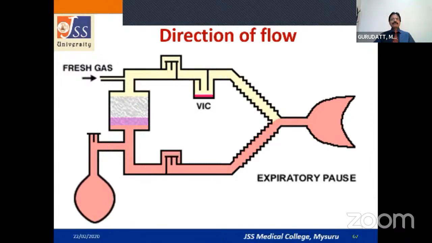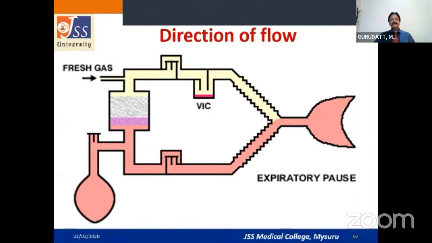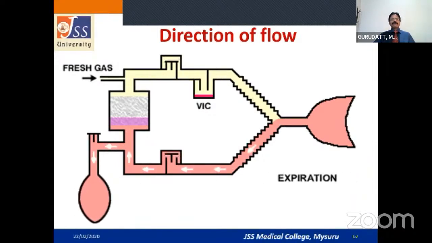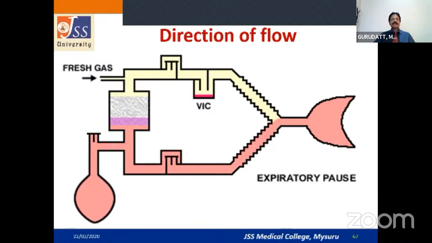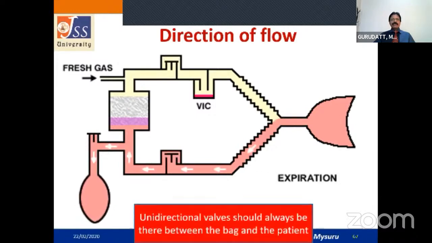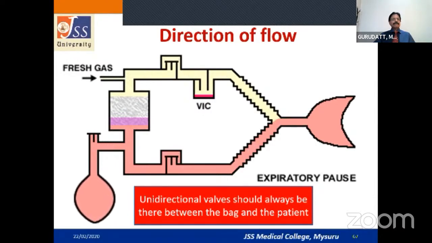Another thing that will be asked about is the position of these various components. It's again a common question, but there are three principles you should always remember whenever you want to know where exactly a particular component has to be placed, the ideal position for the component. One thing is, the unidirectional valve should always be between the patient and the bag.